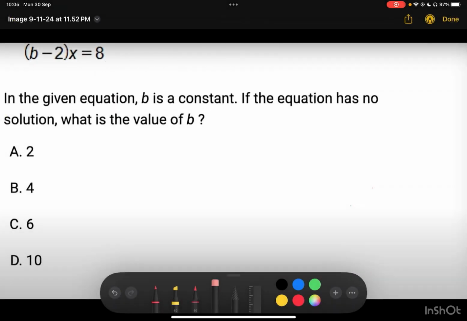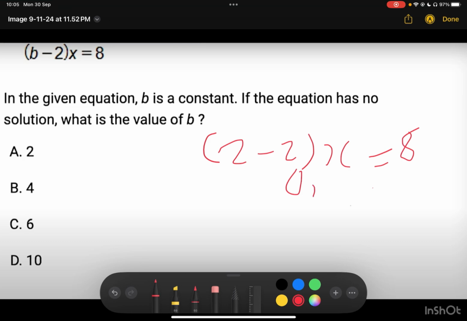Third question: b minus 2 times x equals 8. In the given equation, b is a constant. If the equation has no solution, what is the value of b? So this is an easy question. We're just going to plug in the answer choice, 2. So 2 minus 2 times x equals 8. So 0 times x equals 8, 0 equals 8, which means there is no solution.